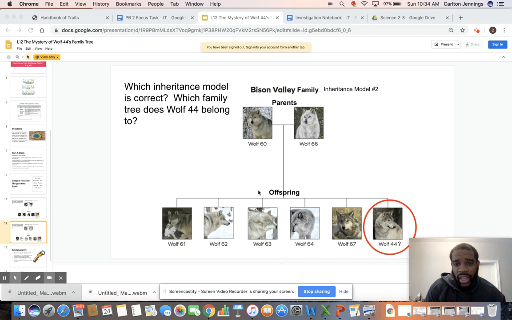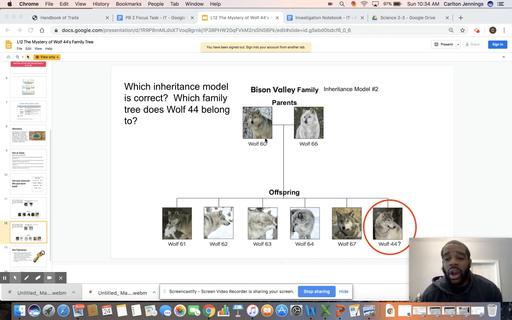We see the other wolves have fur that is similar to Wolf 44 and the mom and the dad. Wolf 61 has colored fur like Wolf 60. Wolf 62 has a mixture of both. Wolf 63 has a mixture of both. Wolf 64 has fur like Wolf 66. Wolf 67 has fur like Wolf 60. And Wolf 44 has fur like Wolf 60.